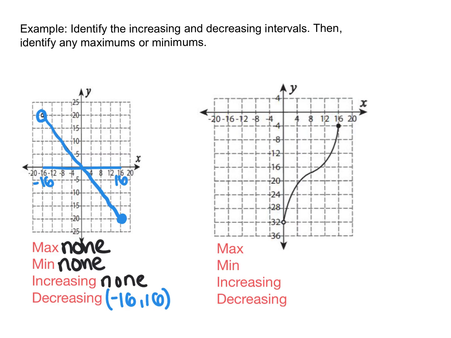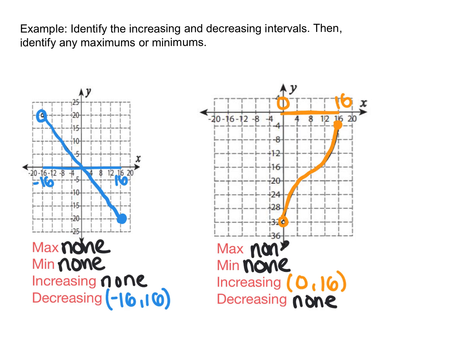For the second example, if I read from left to right, I start with this open circle and it increases all the way until I hit this point here. So from 0 to 16 it's increasing. I could say from parentheses 0 to 16 with parentheses is increasing. It's never decreasing, so my decreasing interval is none. And technically there isn't a maximum or minimum here, so it would also be none.